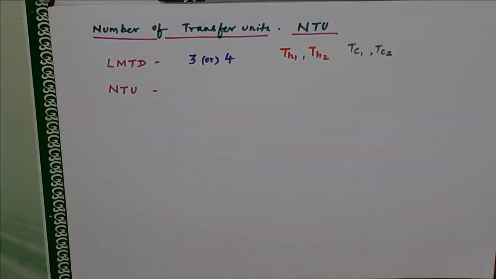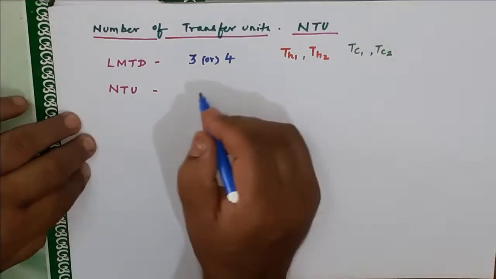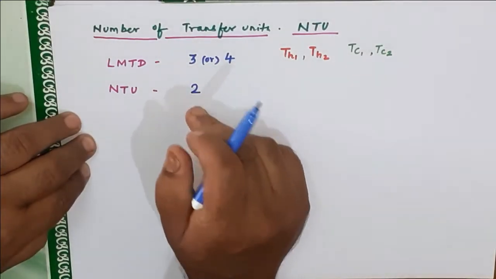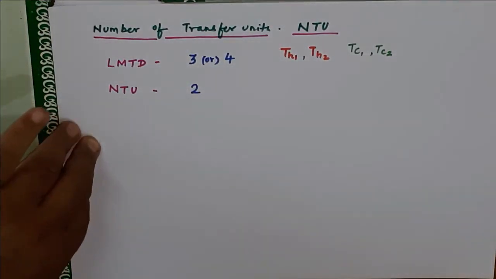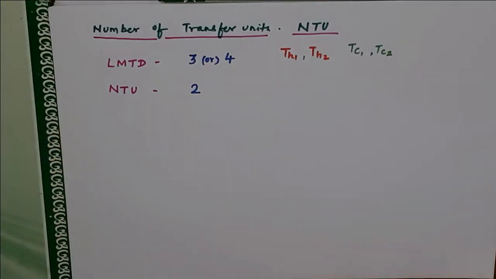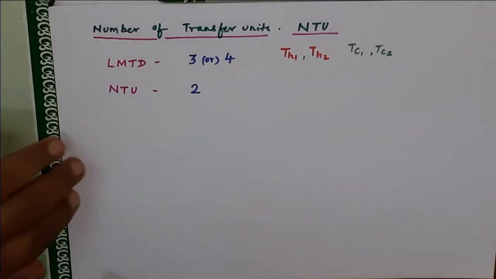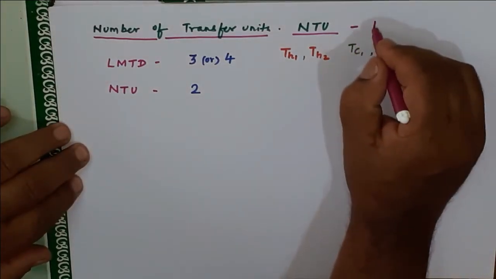In case I know only 2 temperatures, at that time the NTU method is best to design a heat exchanger. It can be done with LMTD using these charts, but it will be very tedious and difficult. Lot of iterations are involved. So only when 2 temperatures are known, then it is better and easy to use the NTU method to design a heat exchanger.